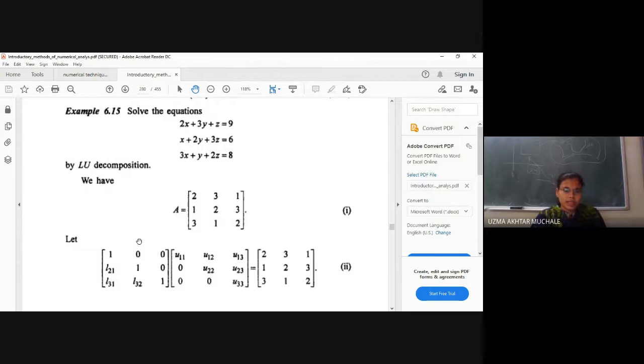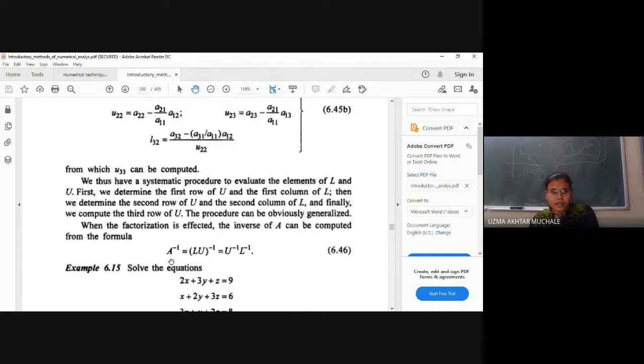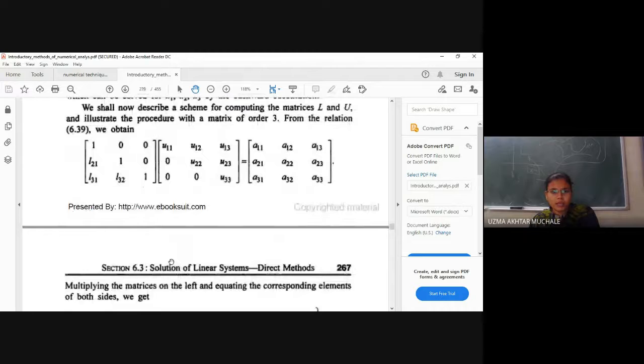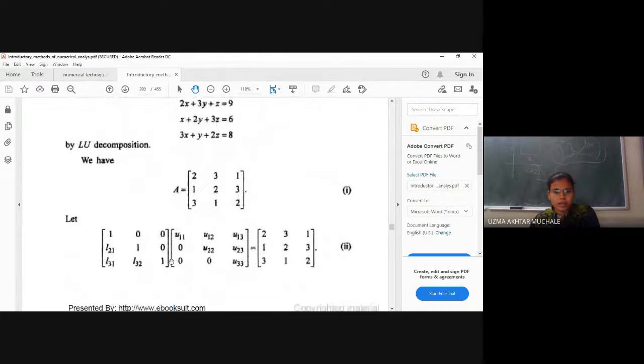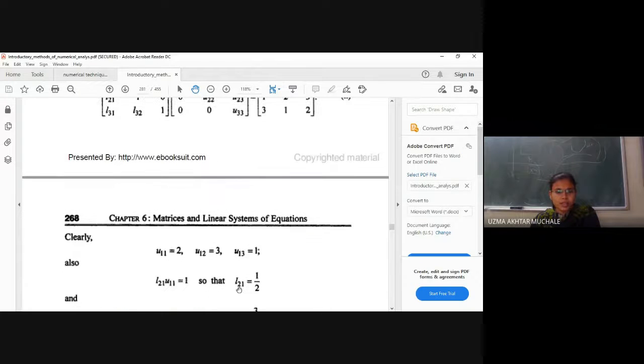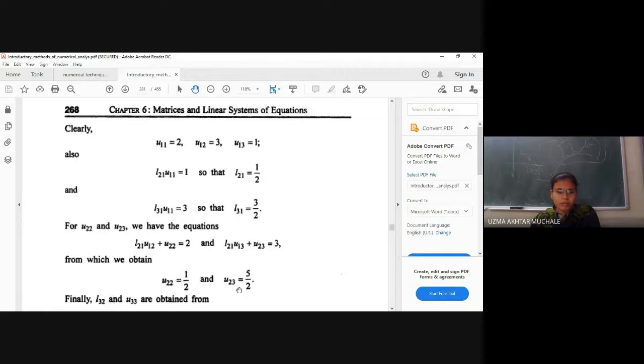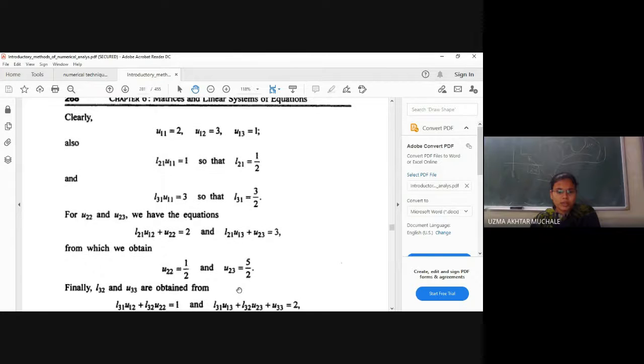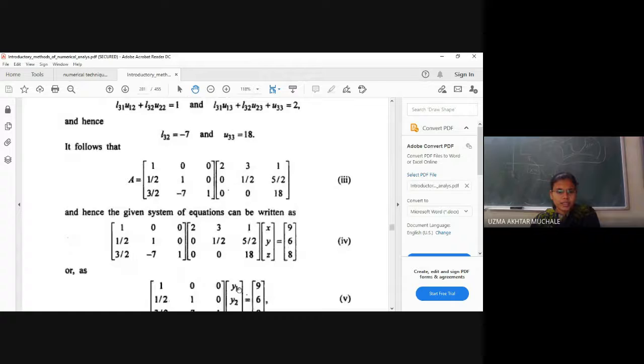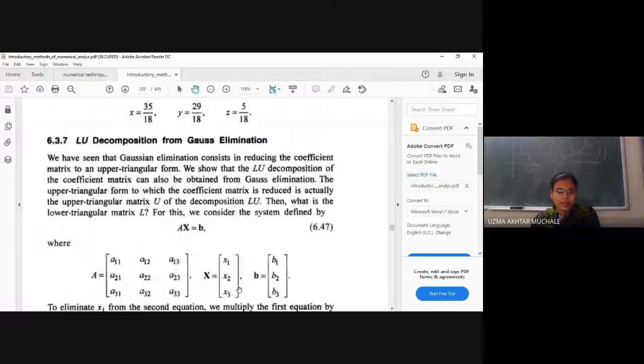This is an example in which three equations are given with three unknowns. You write the matrix A and then do the same thing we did in the theory, writing LU equal to the matrix A. Here a11 is 2, a12 is 3, and so on. Now just apply the formulas we have just seen and you will get the result. Okay. Thank you.